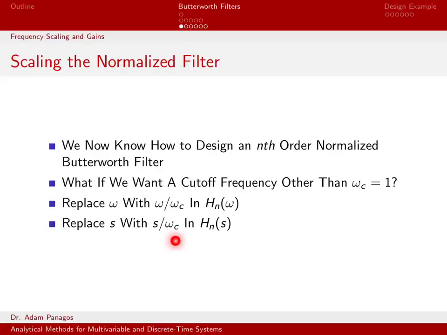Take this transfer function, which is a function of S, and replace S with S over omega c. It looks like we're kind of introducing an omega variable, but remember, omega c is just a number. As a symbol, we write it as omega c, but omega c is just a number. It might be 10,000 or 87 or 500, something like that. So replacing S with S over a number, this is still a function of S, not a function of omega. So don't be confused with the notation. This is a variable, which is a number. And when you design the filter, omega c is some number.